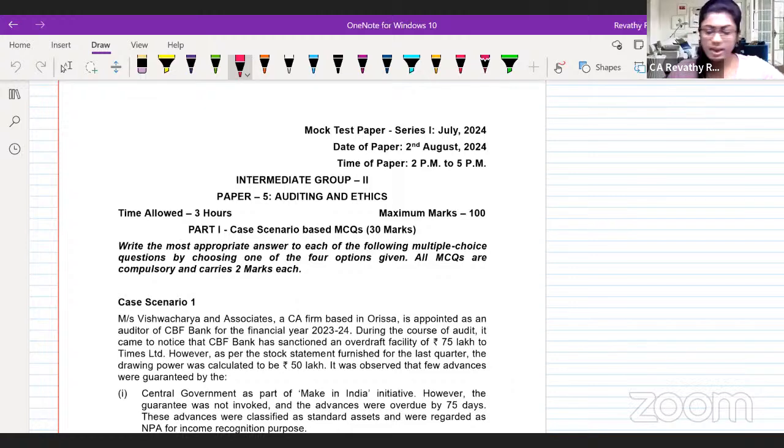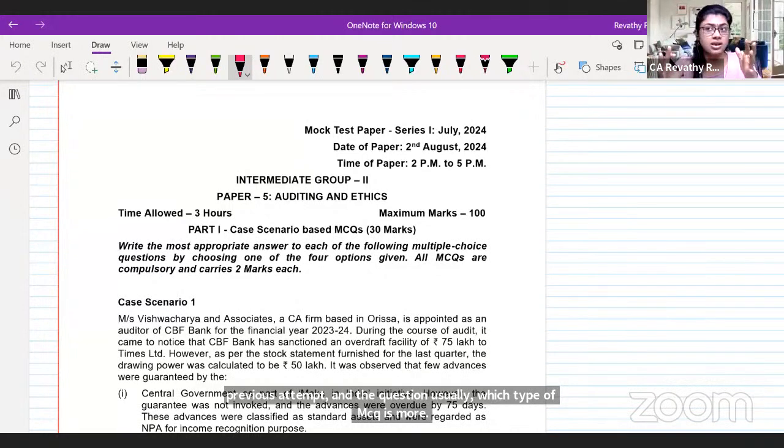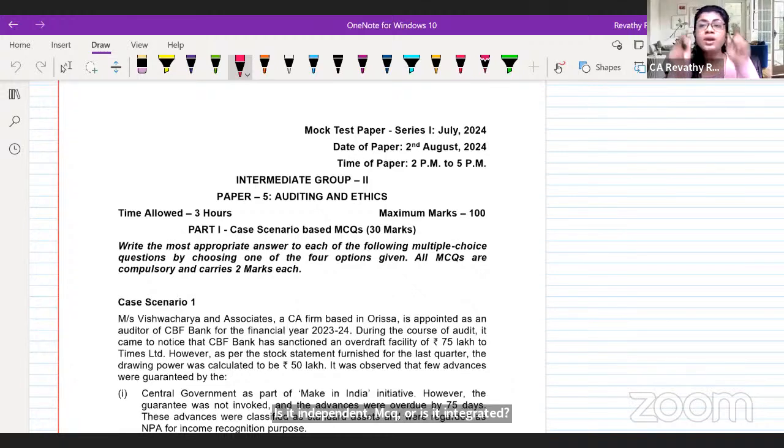As I already said, I think yesterday, in the examination hall, 70 marks is descriptive and the rest 30 marks is MCQ. In the 30 marks of MCQ itself, if you see the MTP of this attempt as well as the previous attempt and the question papers, usually which type of MCQ is more? Is it independent MCQ or is it integrated case study? Usually integrated case study. In MTP1, the one which we are going to discuss now, 3 integrated case studies are there, followed by a few independent MCQs. So let's proceed.